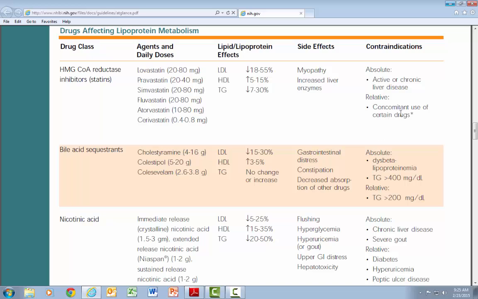So have in mind that concomitant use of drugs that would increase liver enzymes will be a relative contraindication, but not an absolute. Absolute contraindication would be, again, any active or chronic liver disease, any elevation of liver enzymes. You would never ever start statins when the patients have that. And in addition, if the patient complains of myopathy, and even more if the CK or CPK levels are elevated, you must discontinue the medication.